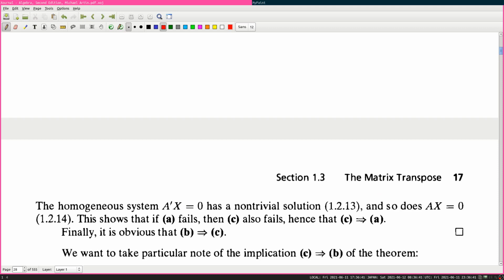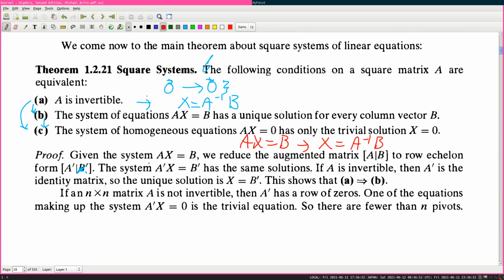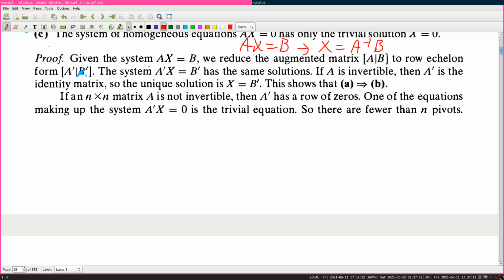So he's proving the contrapositive. The homogeneous system A prime x equals 0 has a non-trivial solution, 1.2.13, and so does Ax equals 0. This shows that if A fails, then C also fails, hence C implies A. So if A is not invertible, then there's a non-trivial solution to Ax equals 0. And of course, C is a special case of B. You replace B with the 0 vector and you get C. So B implies C. So he's proving a cycle of implication. A implies B implies C implies A, so therefore they're all equivalent.